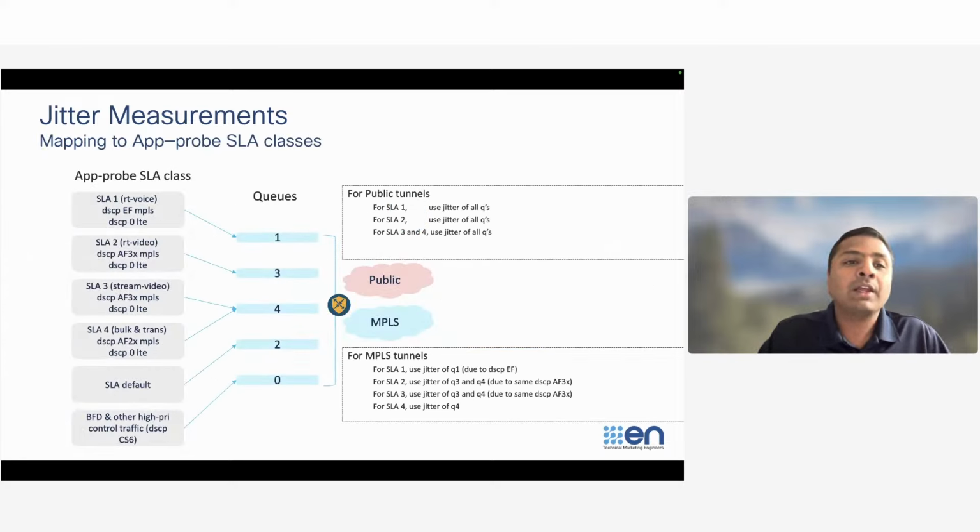When you use SLA approach class to map the queue and SLA to the transport on the WAN, you can again get more granular jitter measurement at a queue level. So for SLA1, we use the jitter of Q1. For SLA2 and 3, because they're using the same DSCP, they will have the jitter of Q3 and Q4 taken into consideration. So again, no different than what we do for loss or latency. Just the slide is there for your reference to understand.